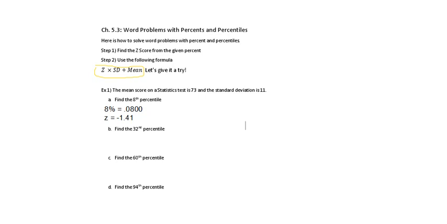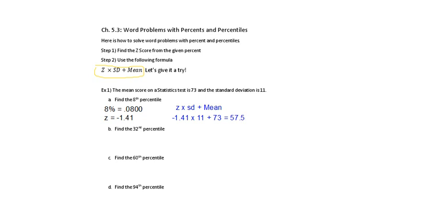Now that that's done, we can now use our formula, which goes z-score times standard deviation plus the mean. We'll just put it all in at once. So we're going to do negative 1.41 times the standard deviation, which is 11, plus the mean, which is 73. And if you put it in the calculator, you get 57.5.